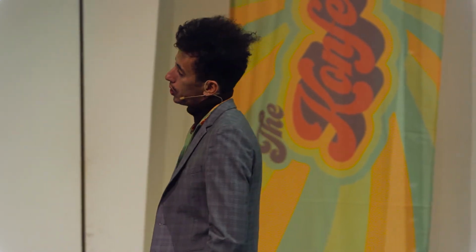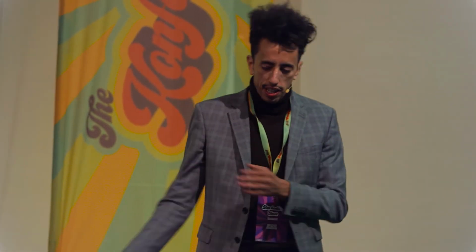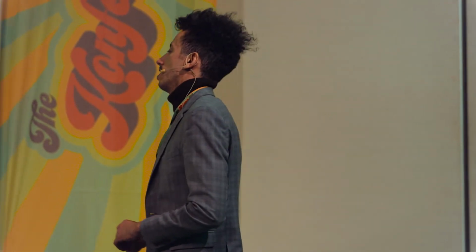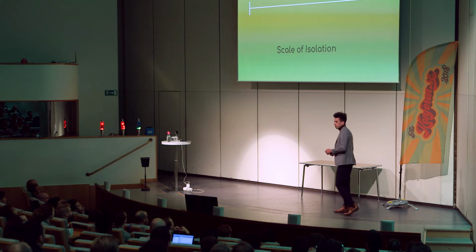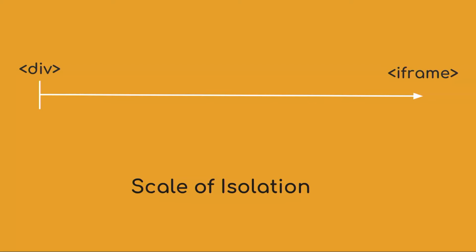But the good thing about iframes is that they are supported everywhere, and also it provides a complete isolation for your component. Okay, so is there another alternative? Let's put it like this. This is the scale of isolation. At the beginning, you have a div. The div does provide no isolation at all, and then you have the iframe, which provides a complete separation from the integrator, and with a lot of issues and bad things.